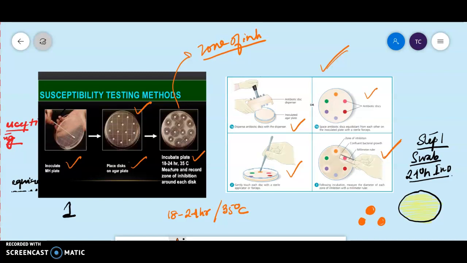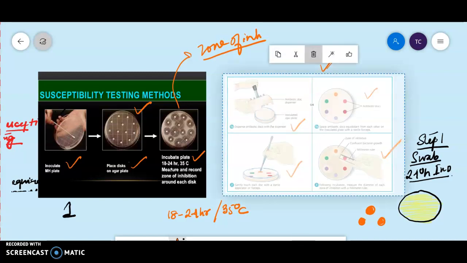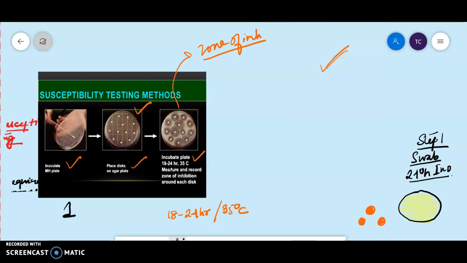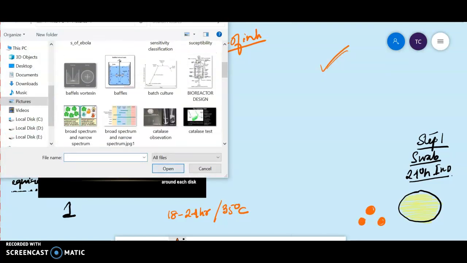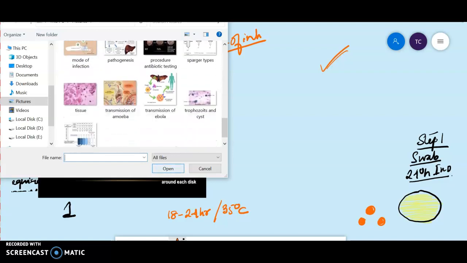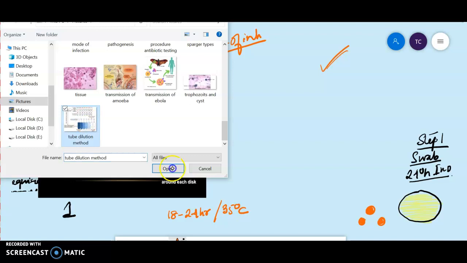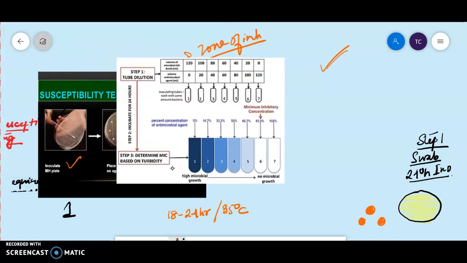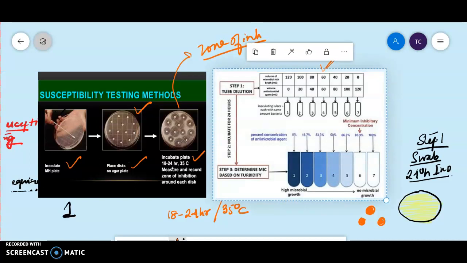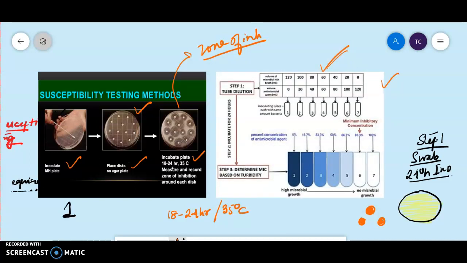Now we will move on to the tube method. So let's take another image. Again, I will acknowledge the image, and this is your tube method. For the tube method, I am selecting an image to help you describe the tube method of MIC, minimum inhibitory concentration. If you look at this particular image, it will tell you the whole procedure.